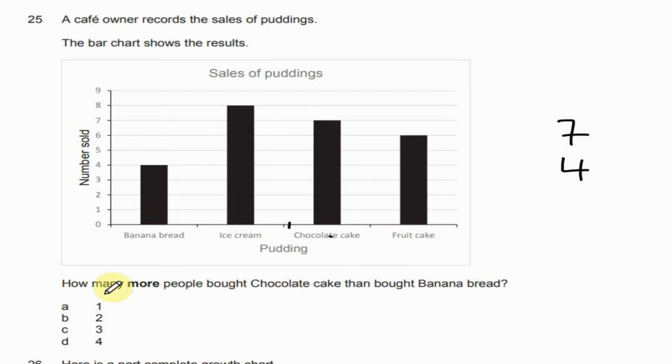And the question was what? How many more, very important, how many more people bought chocolate cake than bought banana bread? So all we need to do is find the difference between these two numbers. 4 from 7 is of course 3. So therefore our answer here would be 3. So 3 more persons bought chocolate cake than banana bread. The answer here is option C, which is 3.